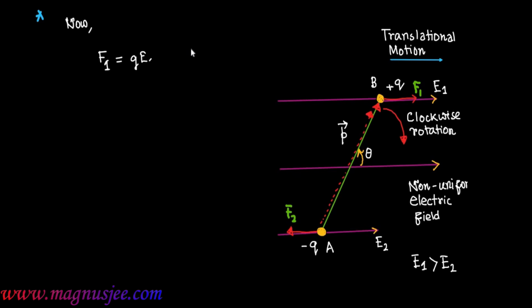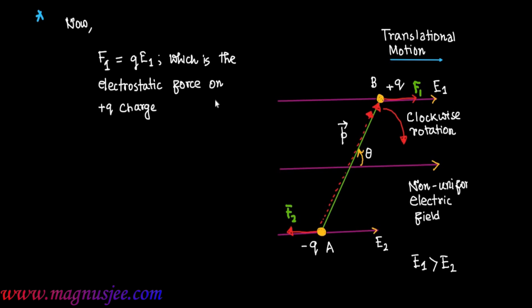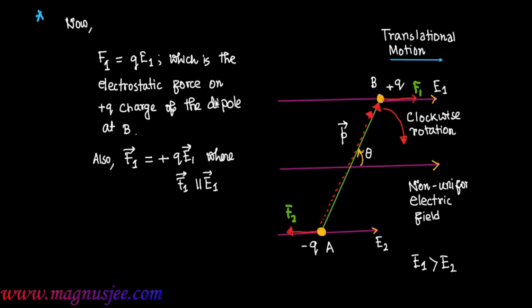Now F1, in the diagram, F1 equals QE1, which is the electrostatic force experienced by the plus Q point charge of the dipole AB in the increasing electric field, such that the electric field intensity at B, E1, is greater than the electric field intensity at A, E2. Similarly, vector F1 equals plus QE1, where vector F1 is parallel to vector E1.